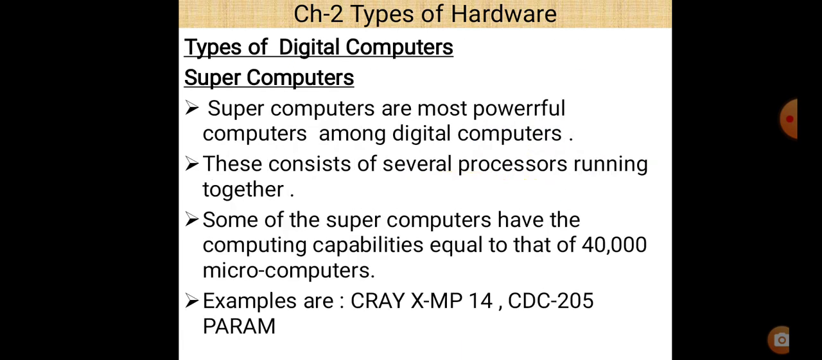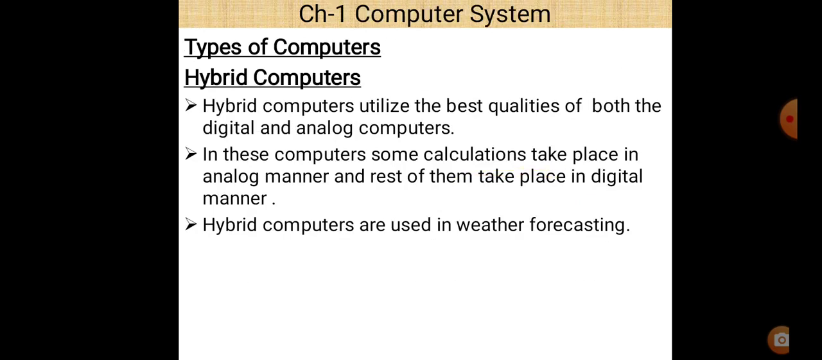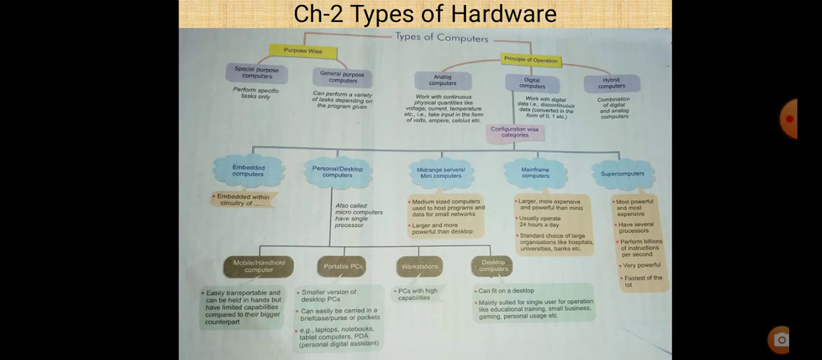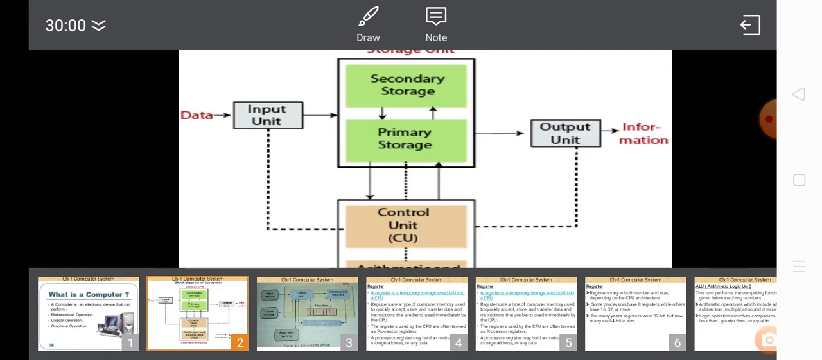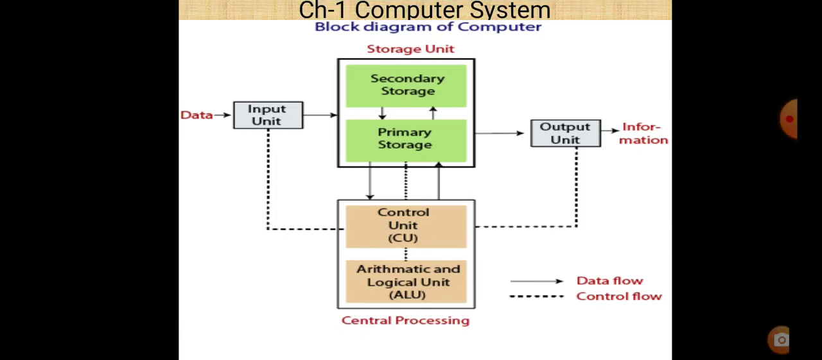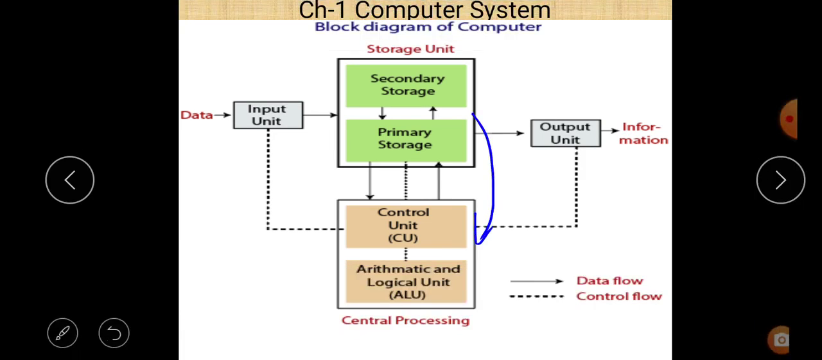This will also be there in our block diagram. You can easily see that data goes from secondary storage to primary storage, and then data goes from primary storage to the CPU. And after the processing, data again goes from the CPU to primary storage, and then from primary to secondary storage if you want to save the data permanently.